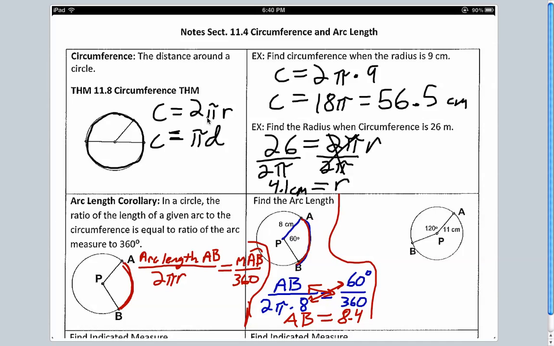In this one, I've got a very similar situation. In fact, I've got almost exactly the same situation, so why don't you try this one on your own? Once again, I've got the radius, and I've got the arc measure. I'm trying to find AB, and I'm going to use that same proportion. Let me bring up the next set of notes here, the next screen.